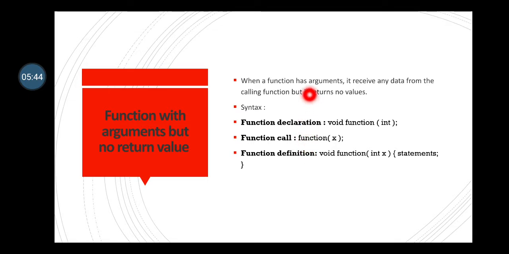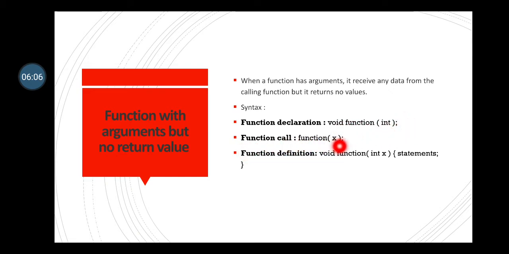Now when a function has arguments, it receives data from the calling function, but it returns no values. So it will have some arguments but it will not return anything, so the return type will be void, and here are the arguments. This is the function declaration. So the function declaration should end with a semicolon.